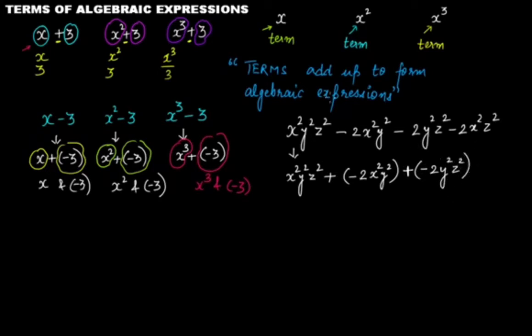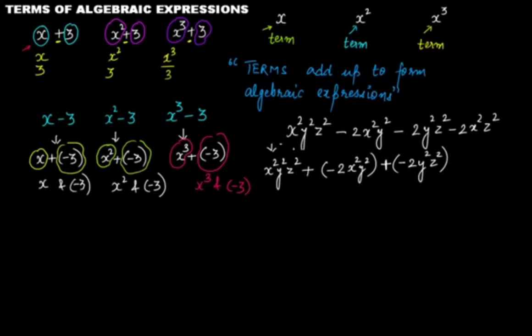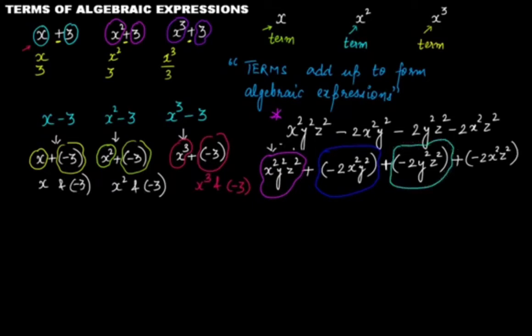Then let me cut this here so that we can demonstrate. This one as plus minus 2x square z square. Okay, so what are the terms of this algebraic expression? This is term 1, this is term 2, this is term 3, and this is term 4, right?